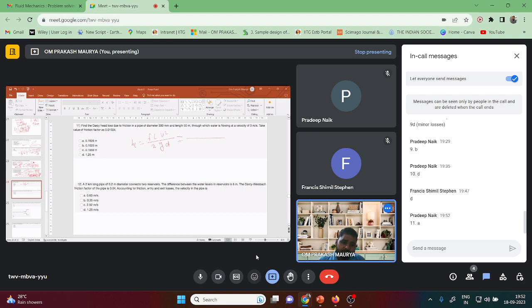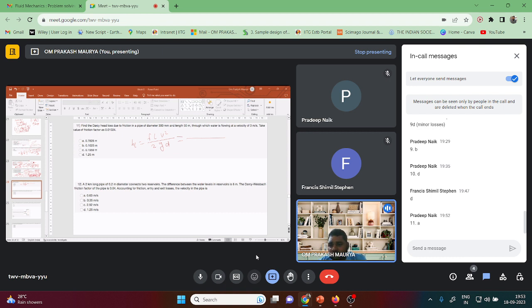Yeah. For question number 11, option A is correct, 0.78. Francis, your answer is a similar kind of thing. If it is not matching your answer, just check your calculation. Here your diameter is given in mm, you need to convert it into meters, 0.3 meter, and everything in meters, so we will get the answer 0.7828.